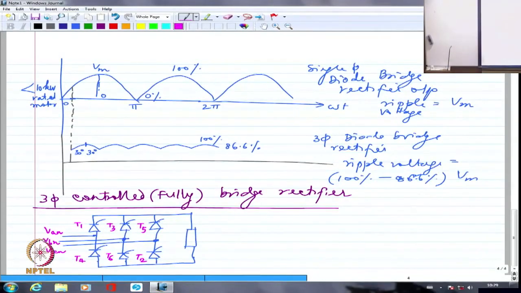Obviously here also the current will flow from up to down, and I would like to have control over the output voltage, so I might like to vary the firing angle.